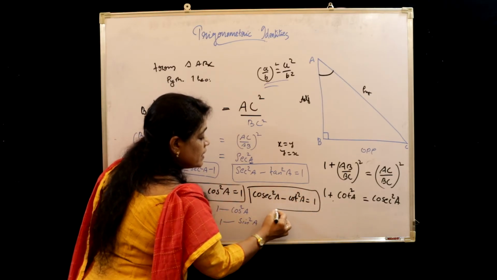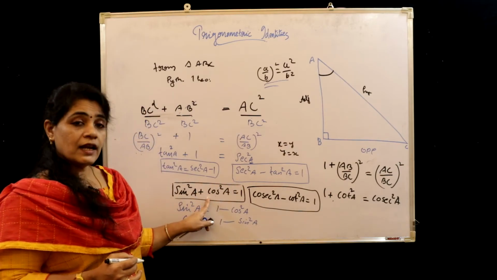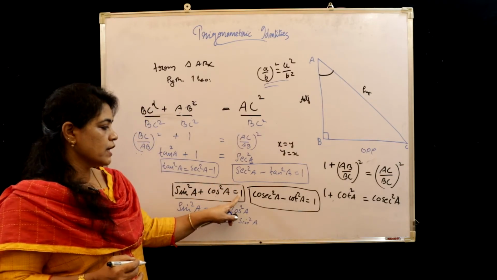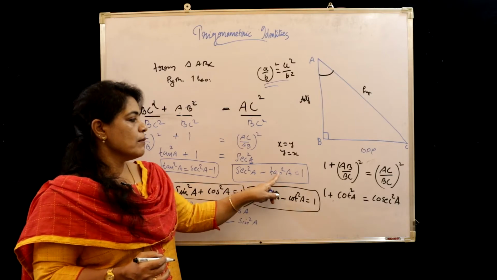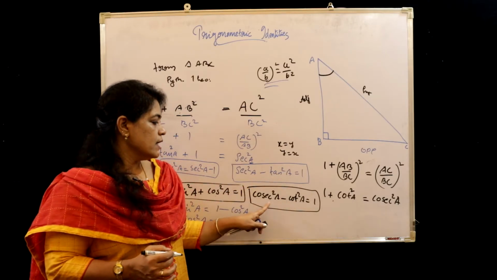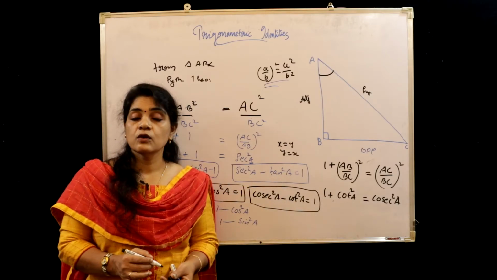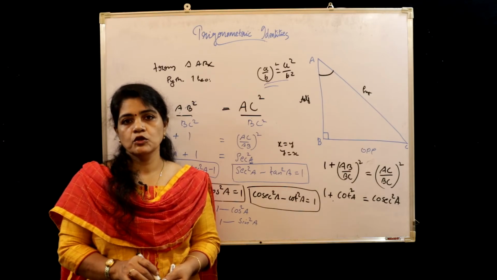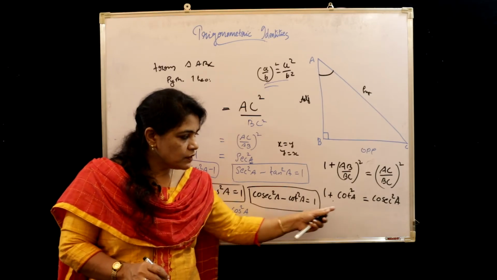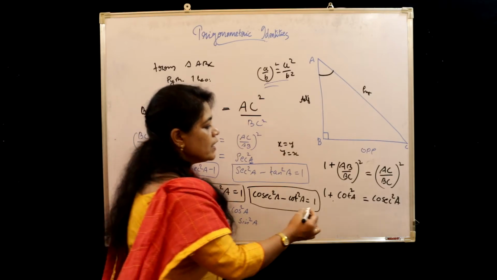Children, very important: sin square A plus cos square A equal to 1, sec square A minus tan square A equal to 1. Here the third identity, cosec square A minus cot square A equal to 1. And from this we have this result. In the same way you can write this.